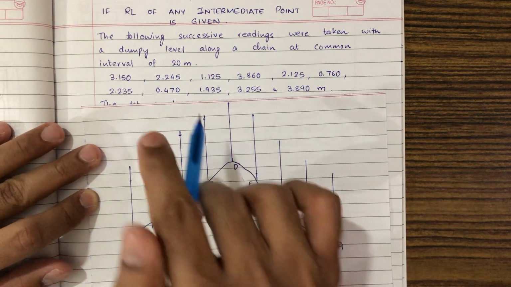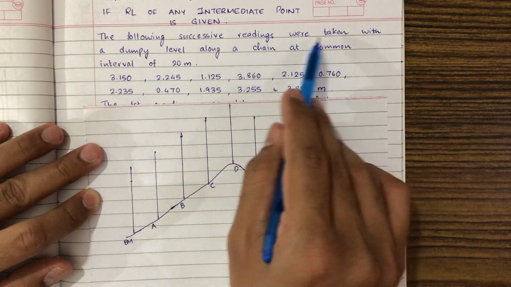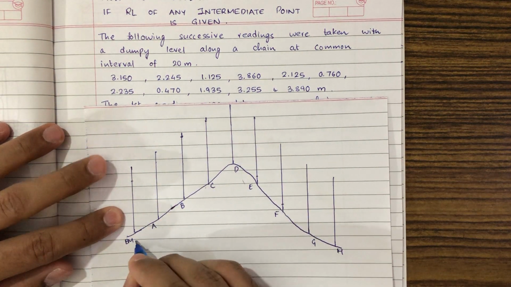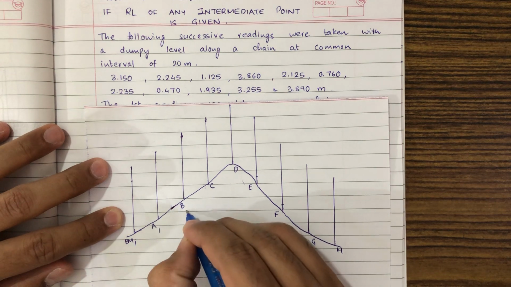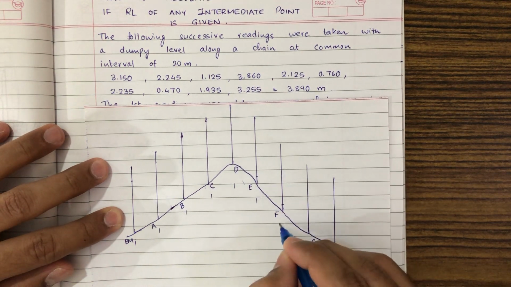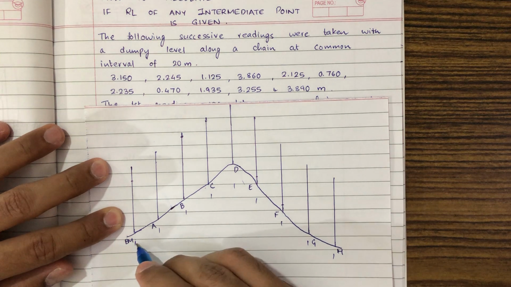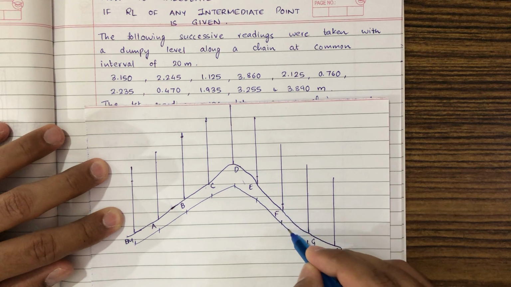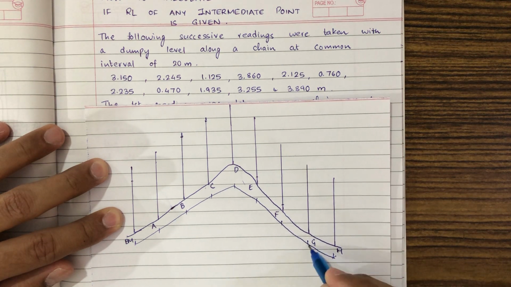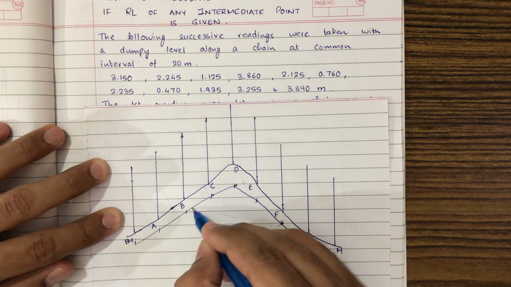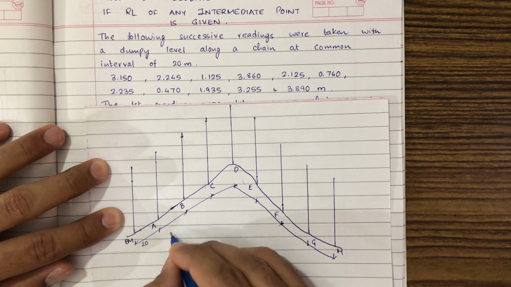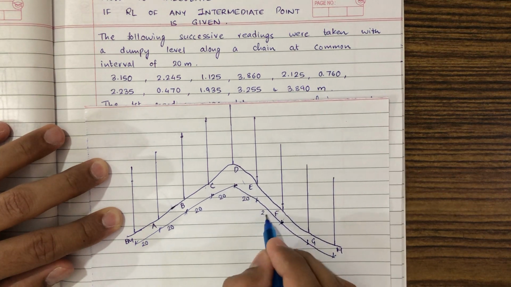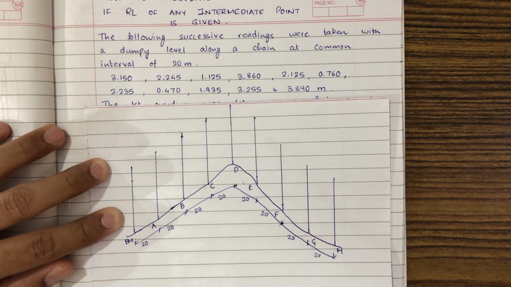Now it is saying that the successive readings were taken with a dumpy level along a chain at common interval of 20 meters. Means these are the common intervals of 20 meters along the ground surface. So these are taken on 20 meters common interval.